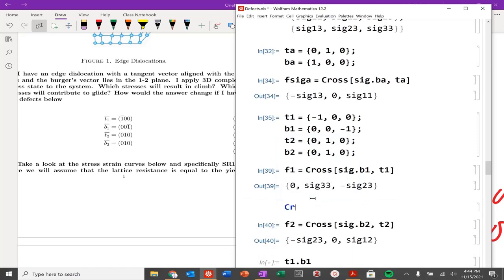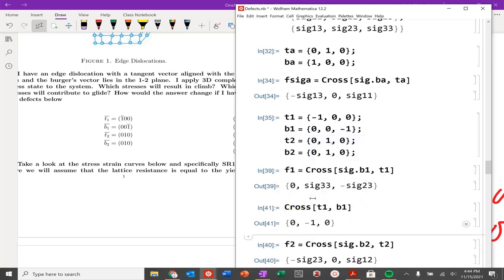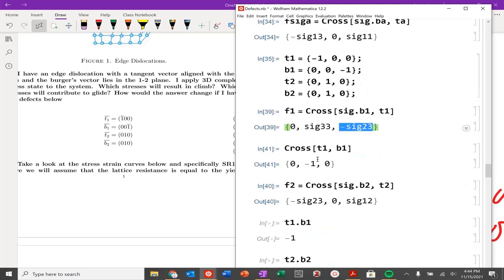So I need to do the cross. My normal will just be T1 cross B1. So this would be my glide plane. So my sig 3, 3 would be glide. The sig minus 2, 3 would be in my climb.